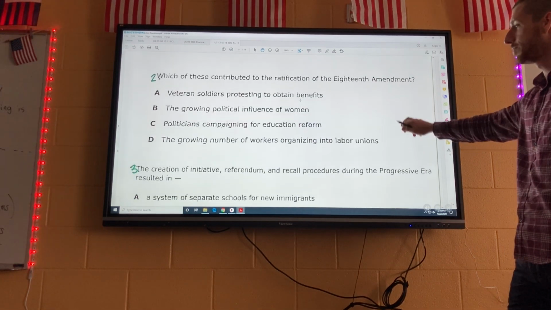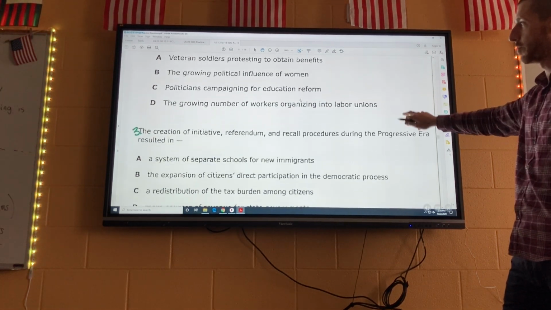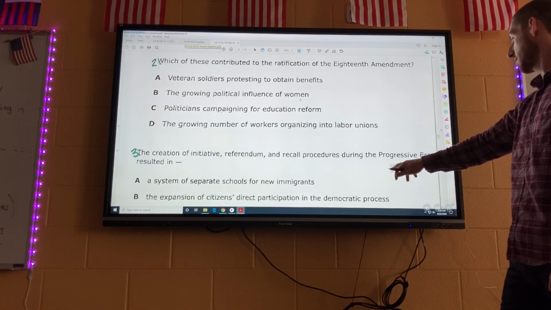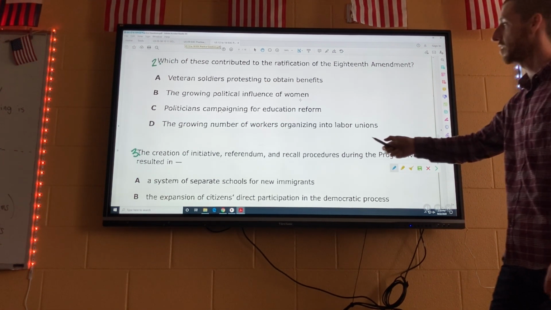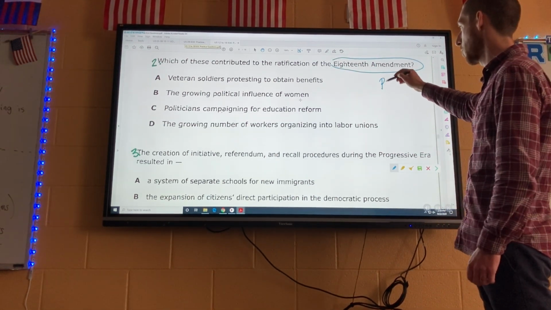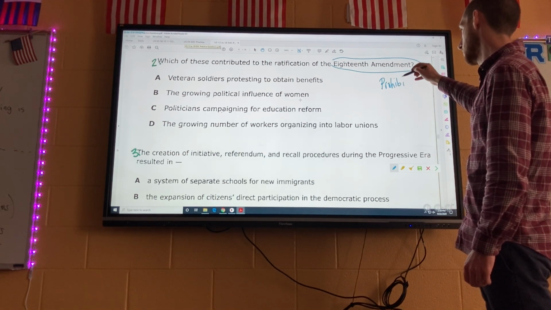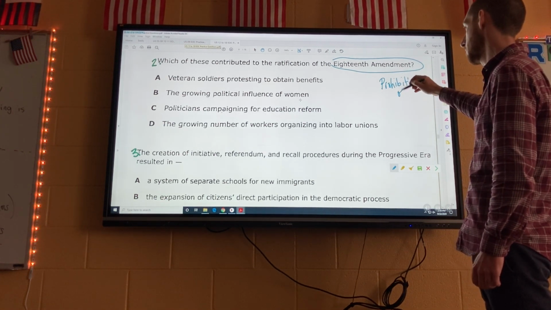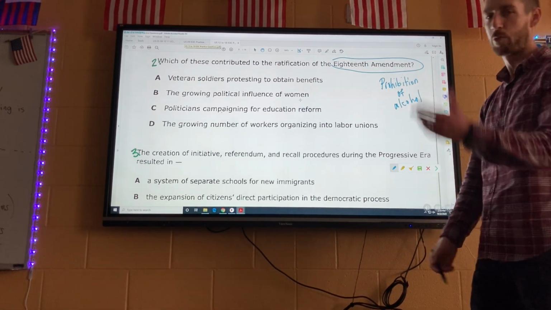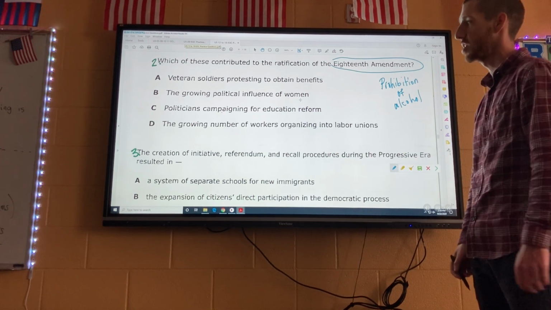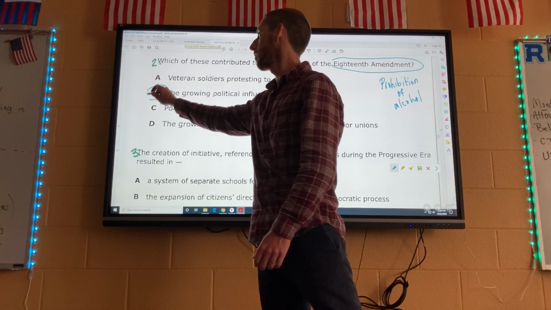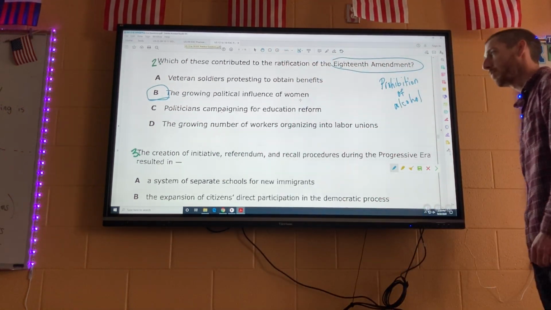Rock and roll. Ain't got enough room to get them both on there. Number two, which of the following was a factor that contributed to the ratification of the 18th Amendment? Now, we just looked at the one which was a woman, and remember, the 18th Amendment is prohibition of alcohol. So no more alcohol, prohibition of alcohol, okay? So if you looked at the one above, the woman was chopping up all the barrels of whiskey, gin, and rum, and so it's going to be B, the growing political influence of women. So women are fighting against this, okay?